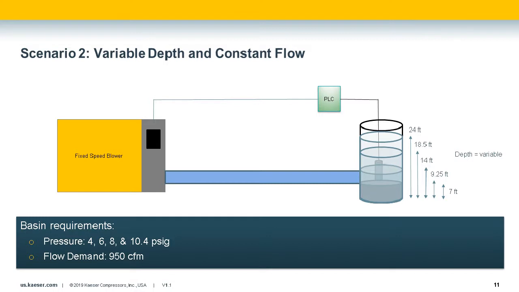Again, for this evaluation, we will look at the requirement of a 950 CFM blower at pressures 4, 6, 8, and 10.4 psig. You can see roughly what this equates to in tank depth over there on the right. So we're looking at 24, 18.5, 14, and 9.25 feet. These pressures will be determined by the rise and fall of the depth again.